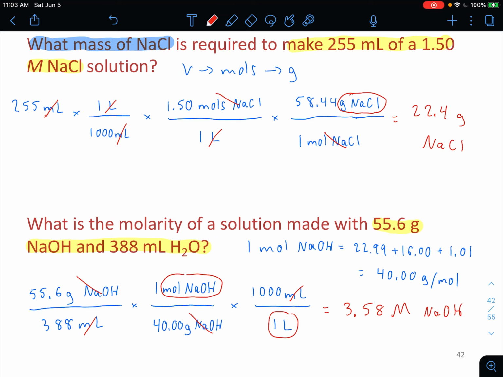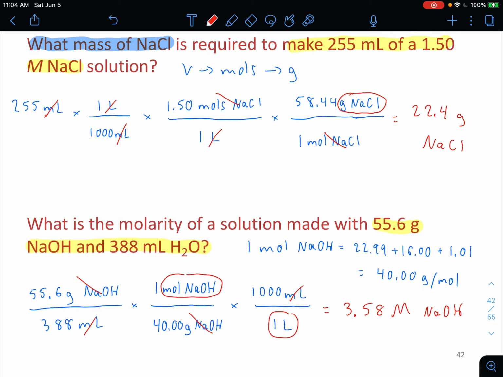So that makes fairly good sense, right? We know 1 mole is 40 grams, but we have 55 grams, so that's substantially more than 1 mole, and it's only in about 400 milliliters of water, so 3.58 ballpark seems like a reasonable answer. It's a little trickier to guess if this one makes good sense in this particular case, but I just look at it to make sure it's relatively reasonable as we're considering these problems.